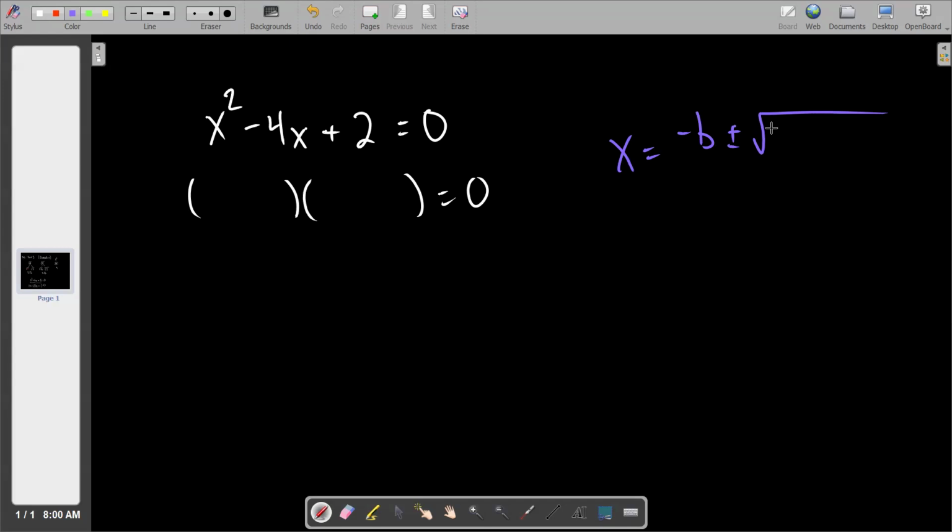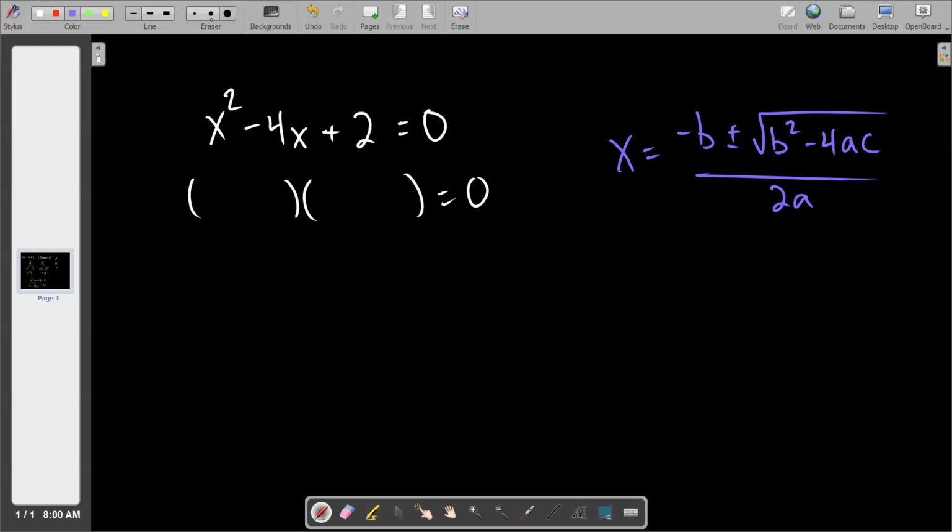But what's nice, remember, about this negative b plus or minus the square root of b squared minus 4ac all over 2a is that it always works. 100% of the time, the quadratic formula works. Some would say it's the best. I wouldn't necessarily disagree with them, only just because it always works. The trouble with it is it's not always the most efficient route from point A to point B.